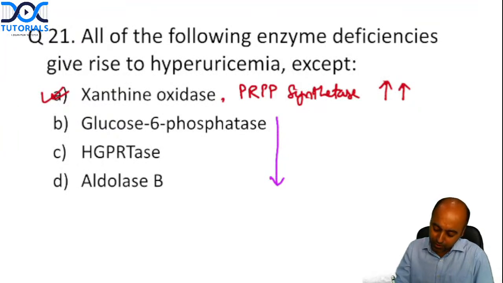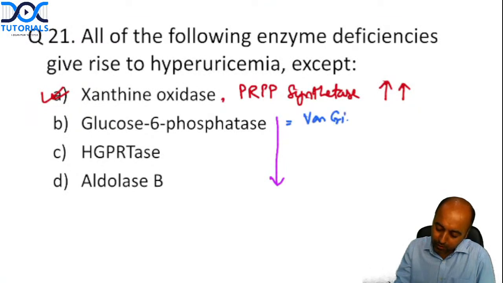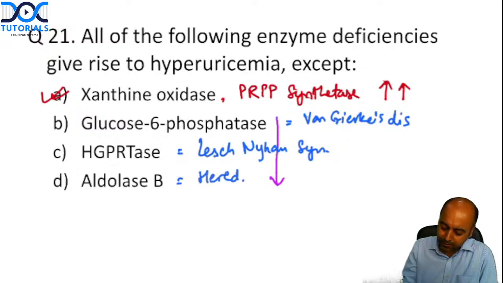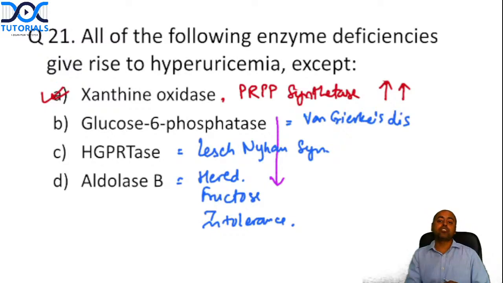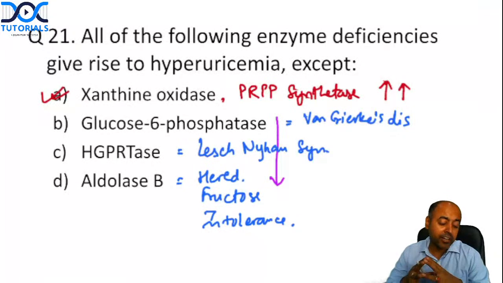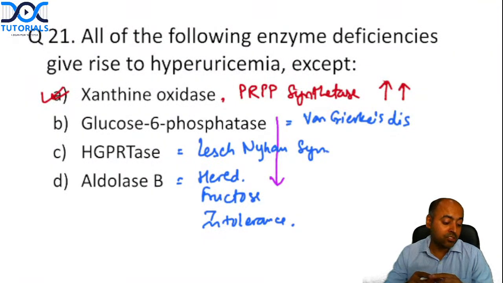Glucose 6 phosphatase deficiency, you know, this is von Gierke's disease. The HGPRTase deficiency is the Lesch-Nyhan syndrome, and aldolase B deficiency is the hereditary fructose intolerance. So in these conditions we have the additional finding of hyperuricemia: von Gierke's, the Lesch-Nyhan and the hereditary fructose intolerance, they will present with the additional finding of hyperuricemia.